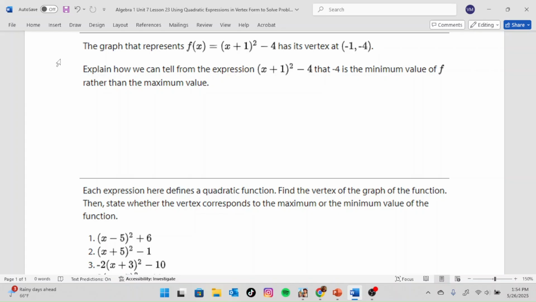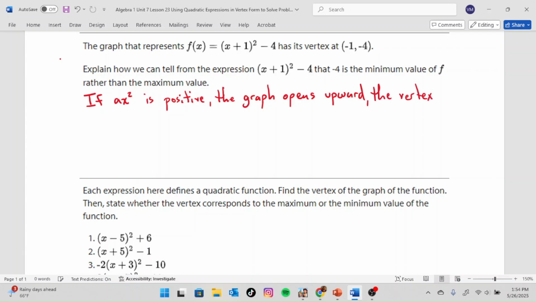If you remember, we had said that if ax squared is positive, the graph opens upward and the vertex is a minimum.